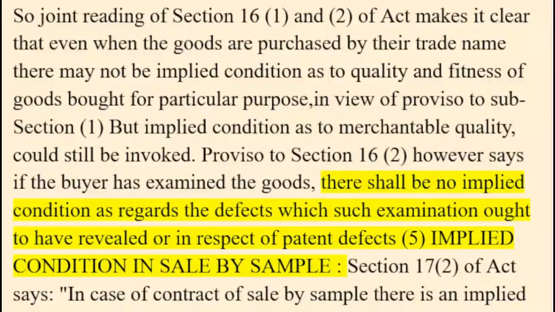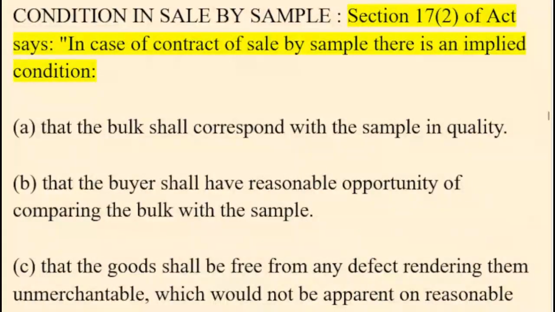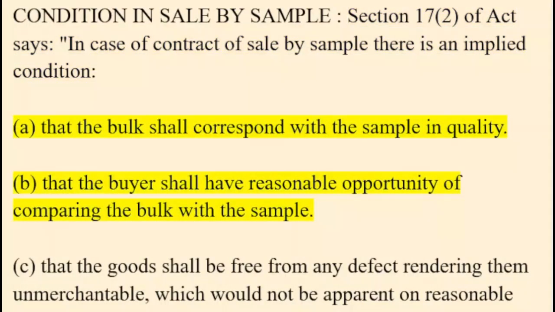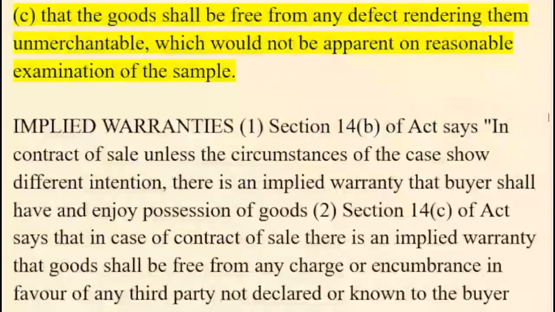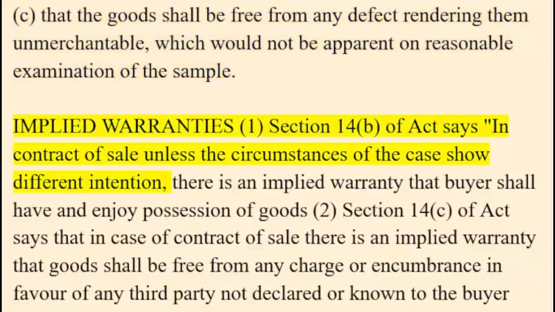5. Implied condition in sale by sample. Section 17(2) of the Act says, in case of a contract of sale by sample, there is an implied condition: A. That the bulk shall correspond with the sample in quality. B. That the buyer shall have a reasonable opportunity of comparing the bulk with the sample. C. That the goods shall be free from any defect rendering them unmerchantable, which would not be apparent on reasonable examination of the sample.